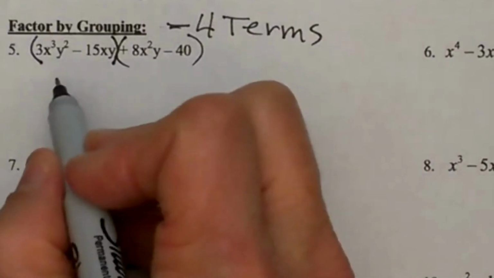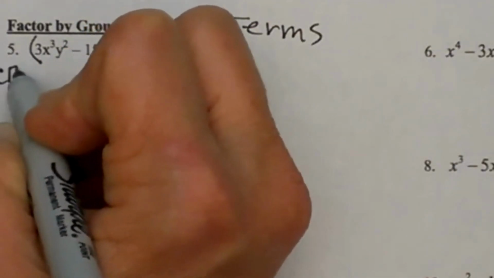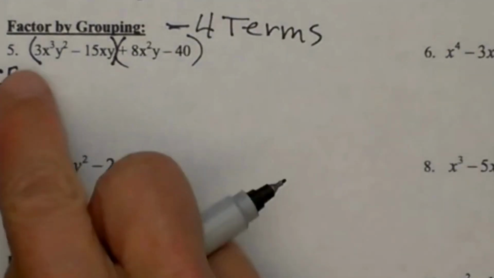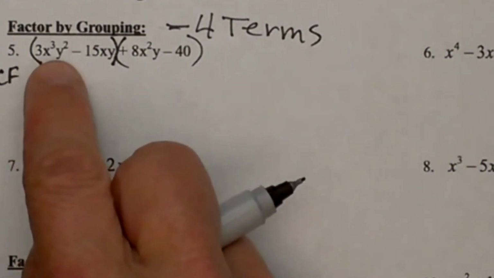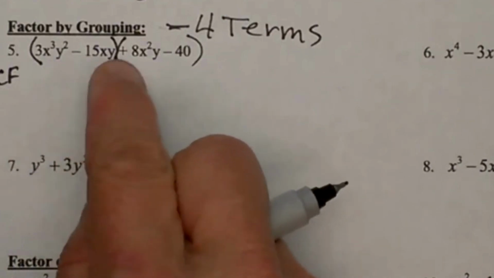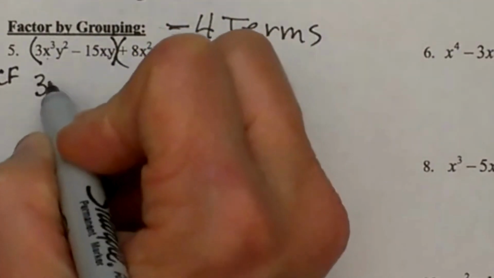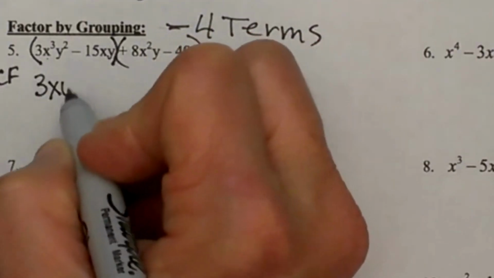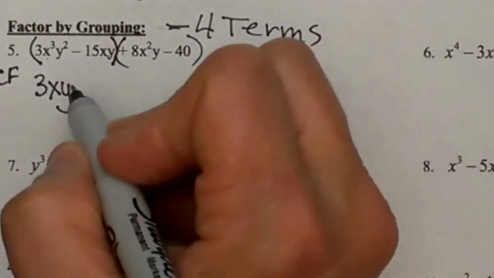Okay, so now I'm just going to look for a GCF. So let's try to find the GCF of each group. Let's see, the GCF of 3x cubed y squared and 15xy. That would be a 3, an x to the first power and a y to the first power, because when you're factoring out GCFs, you want to take the lowest exponent.